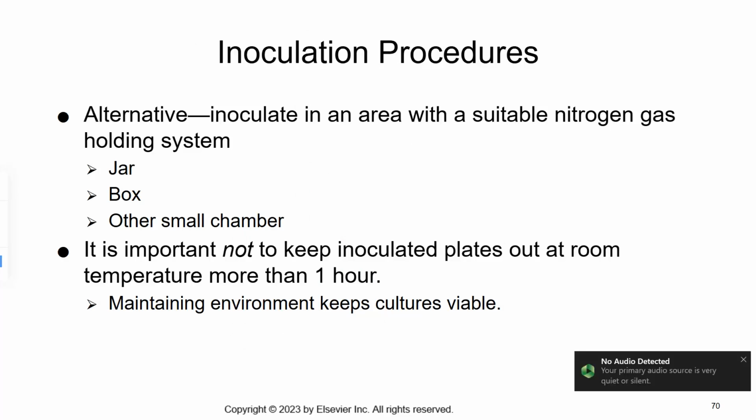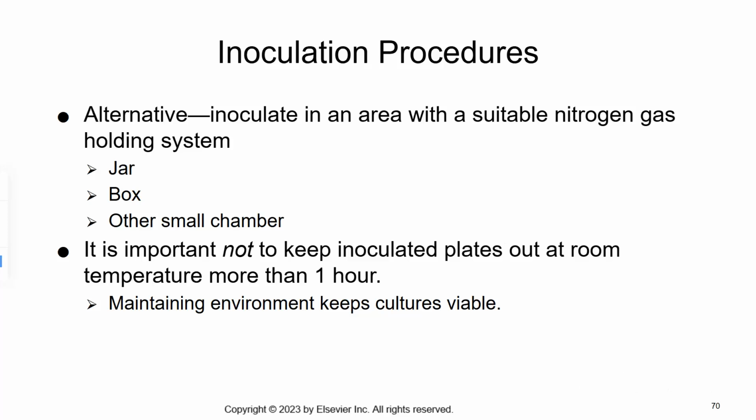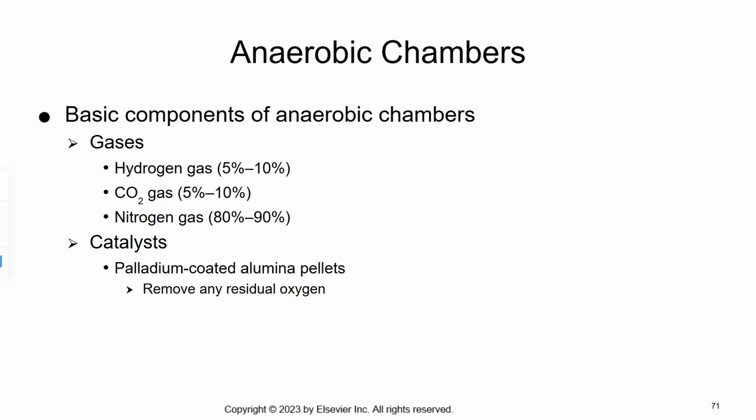Alternative inoculation in an area with a suitable nitrogen gas holding system, a jar, box, or other small chamber. It is important not to keep inoculated plates out at room temperature more than an hour. Maintaining environment keeps cultures viable. The gases need to be predominantly hydrogen, CO2, and nitrogen. Catalysts: palladium-coated alumina pellets remove any residual oxygen.